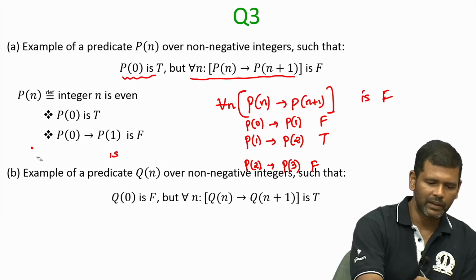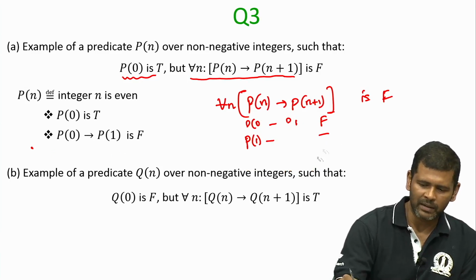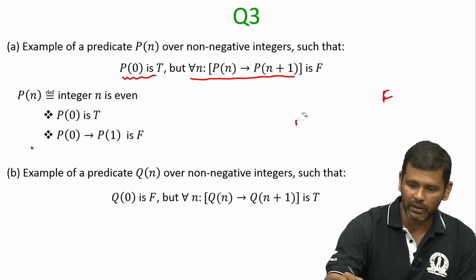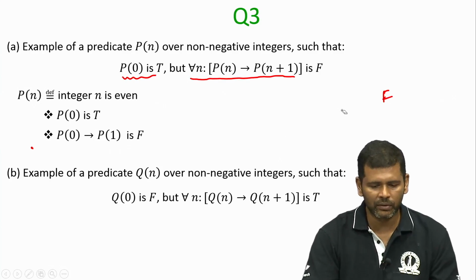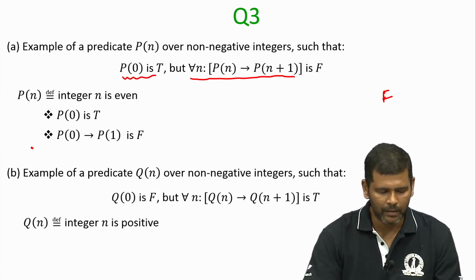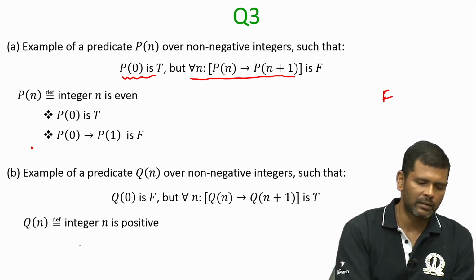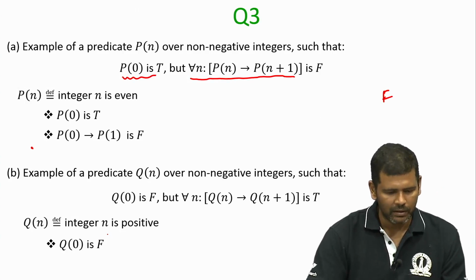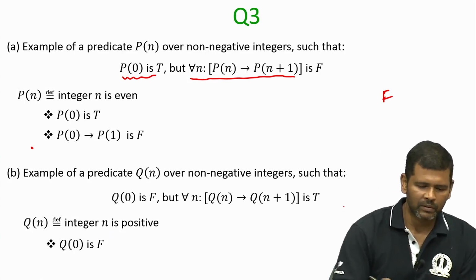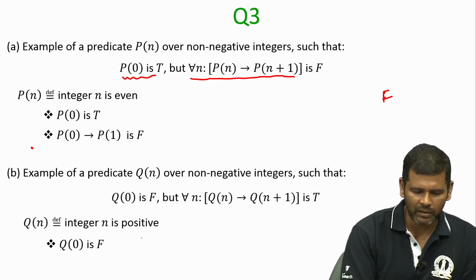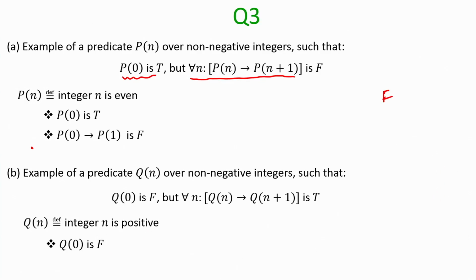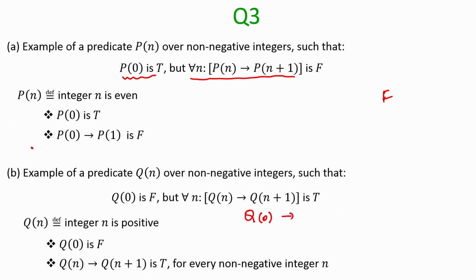Part B of the question is just the opposite of part A. Here you are asked to give a predicate q such that q of 0 is false, but the universal implication q of n implies q of n plus 1 is true. So, my example here is that property q of n is defined as: integer n is positive. It turns out that q of 0 is false, because q of 0 is the proposition that 0 is positive, and definitely 0 is not positive.